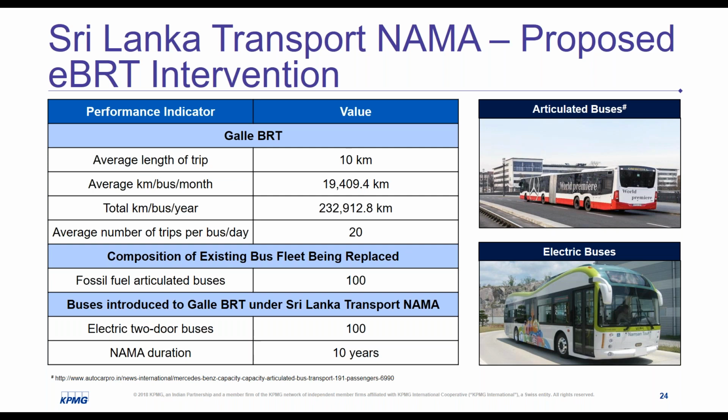The average number of trips per day per bus was assumed to be 20. The composition of the existing bus fleet being replaced was again sourced from the BRT detailed project report, as well as from looking at what were the actual buses running on the roads. What we wanted to introduce were electric two-door buses. The NAMA envisages an intervention to procure 100 of these electric buses. The NAMA duration is assumed to be around 10 years. If we could go on to the next slide.